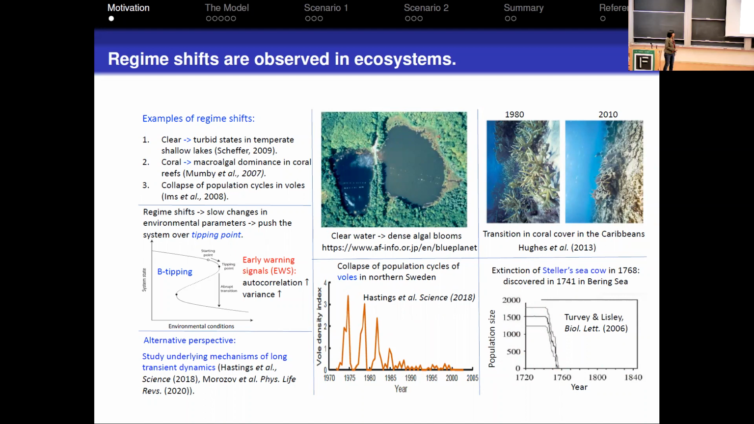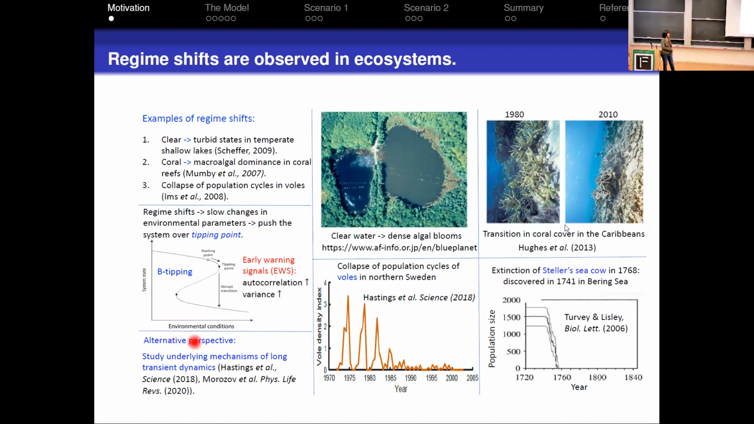And usually regime shifts are associated with slow changes in environmental parameters, which could push the system over its tipping point. The common mechanisms associated with regime shifts are B-tipping or bifurcation-induced tipping, though there could be other tipping mechanisms like rate-induced or noise-induced tippings. And in the framework of B-tipping, statistical metrics such as rise in autocorrelation or rise in variance are used as early warning signals to predict the approach to the tipping point.